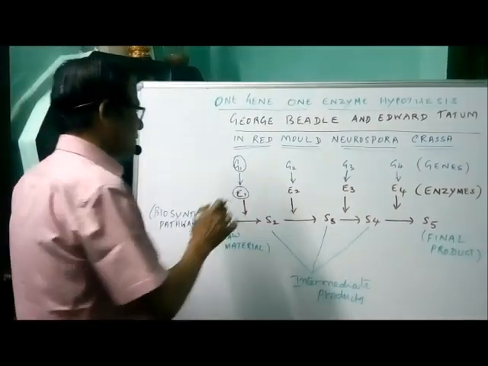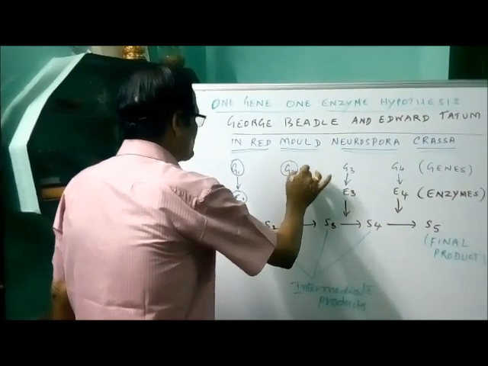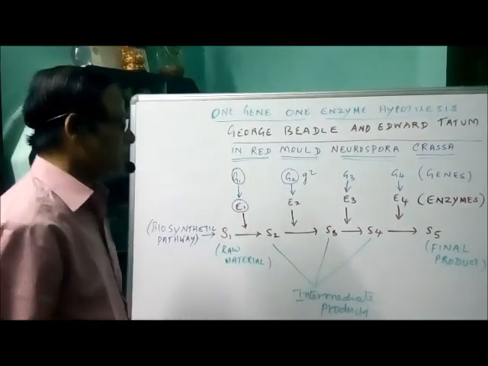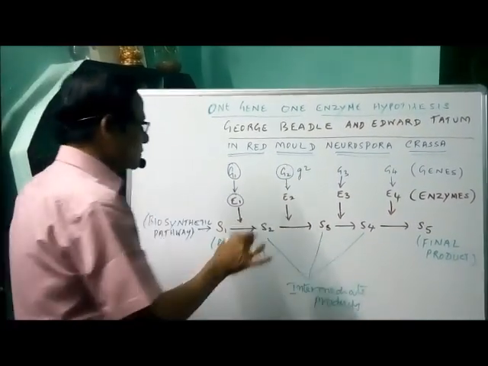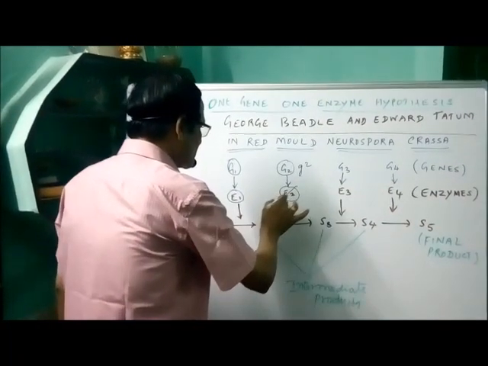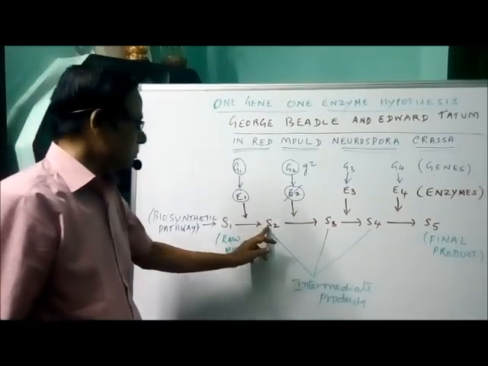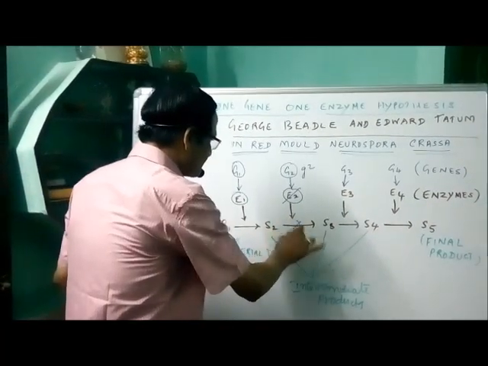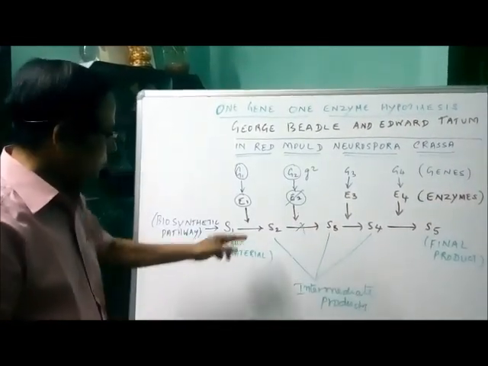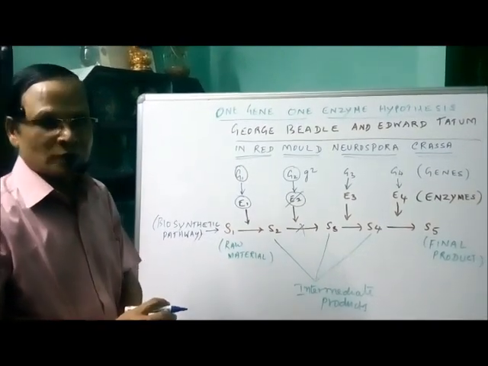Sometimes what will happen, the gene G2 undergoes mutation. A mutation occurs in gene G2. So there is no production of this E2 enzyme, or a defective enzyme will be produced. So there is no conversion of S2 to S3. That results in the accumulation of S2, leading to a genetic disorder.